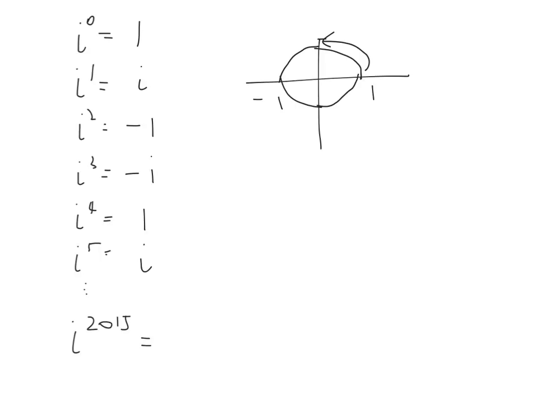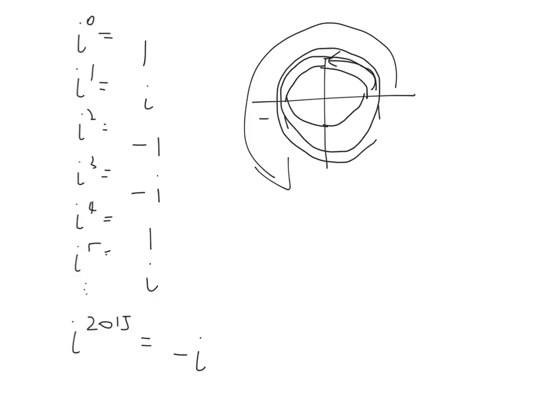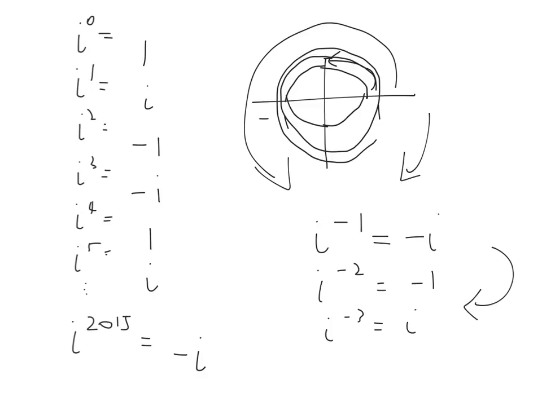So we could keep going around, going from 1, i, minus 1, minus i, 1, i, minus 1, minus i, and so on. So because it's in groups of 4, then i to the 2015 would happen to be minus i. But notice that we're going anti-clockwise. But if I have i to the power of minus 1, it actually goes the other direction. So i to the power of minus 1 would be minus i. i to the minus 2, minus 1, i to the minus 3, i, and so on, because we are going clockwise this time.